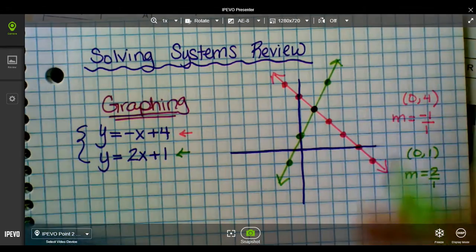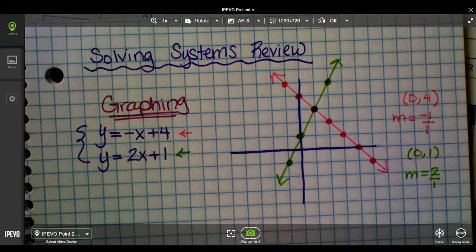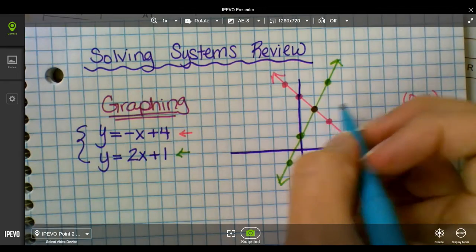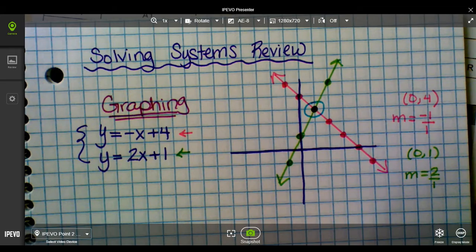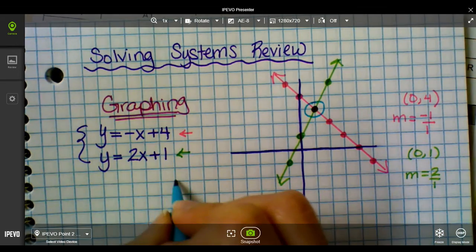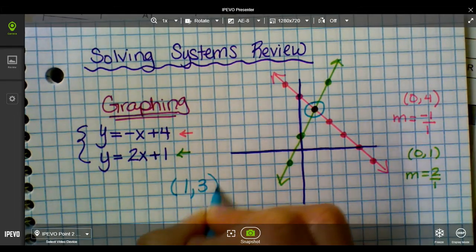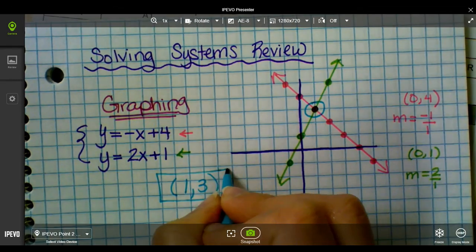But then again, remember that this problem is not done until you tell me what ordered pair is actually your solution. So when you are graphing, your ordered pair is always going to be where the two lines cross. So they are crossing at 1, 3. So my solution to this one is 1, 3. That is how I write my answer.